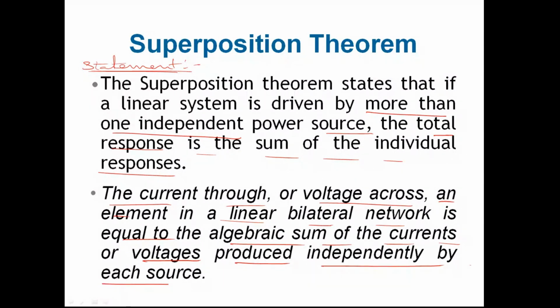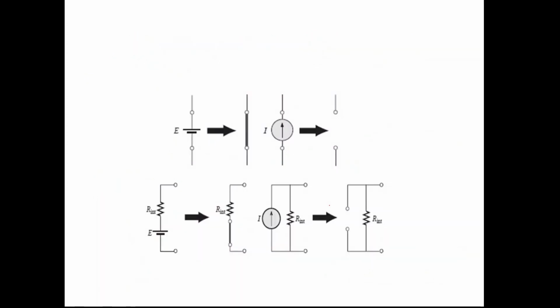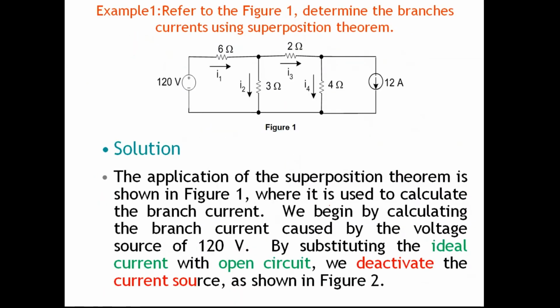So what is the meaning of this superposition theorem and these two statements? I will explain here. By taking a simple example, we'll explain the superposition theorem. Now, refer to this figure 1. We want to find the branch currents using the superposition theorem. So what does your superposition theorem state here?